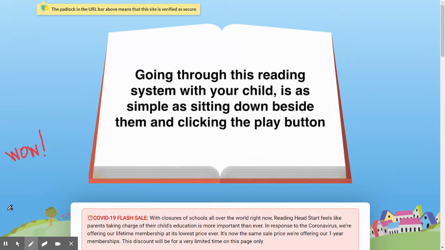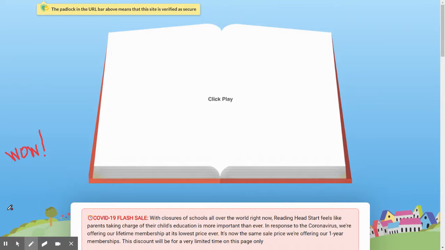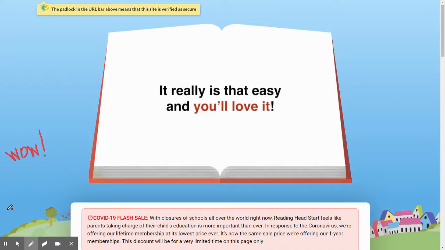Going through this reading system with your child is as simple as sitting down beside them and clicking the play button. You can go through it at your own pace, whenever works best for you, for just 3 nights a week, 15 minutes per night. All you need to do is sit back, click play, and let the videos guide you and your child on what to do each step of the way. It really is that easy, and you'll love it.